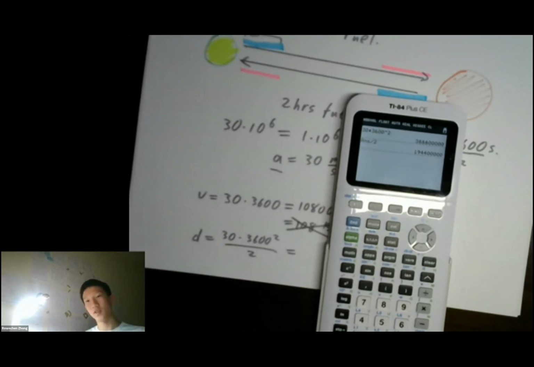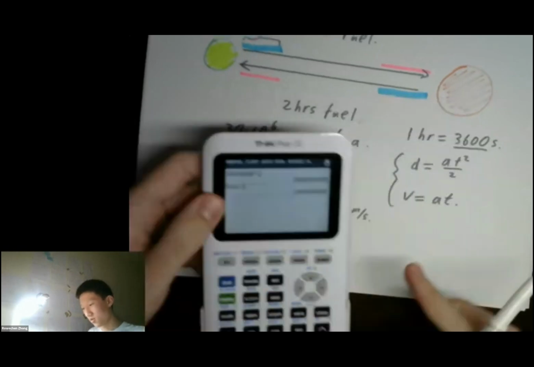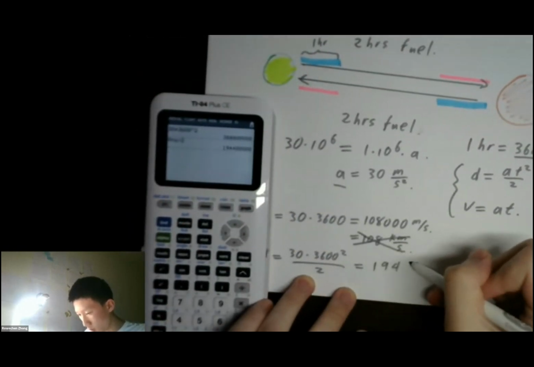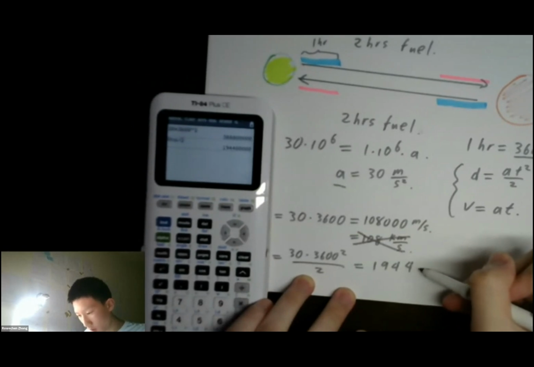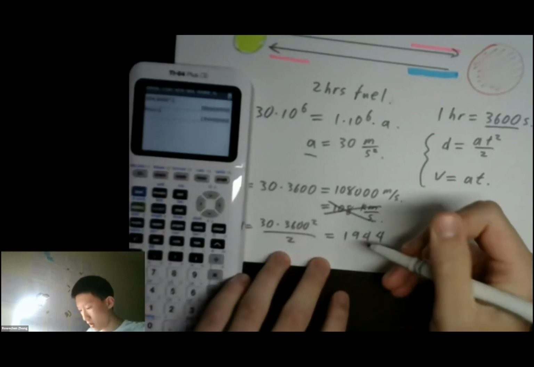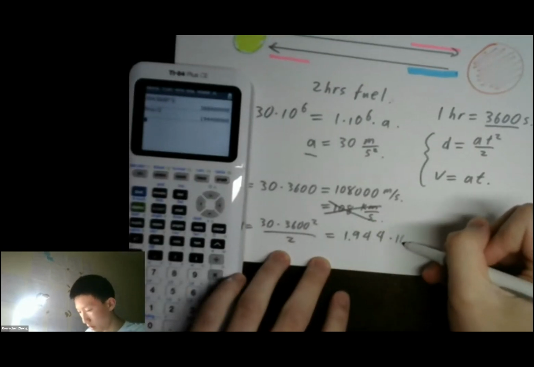That's a joke. If you divide by 2, it's got to be half as big. So what is this? This is 1944 followed by 5 zeros. That's too many zeros. I don't want to write 5 zeros. It's much faster if I write it in scientific notation.